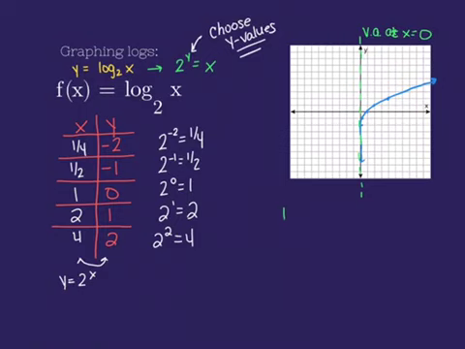This means I have restrictions on my domain. My graph starts at 0 and heads toward infinity. And then with my range, again, we could pick anything we wanted, so we have a range of -infinity to infinity.